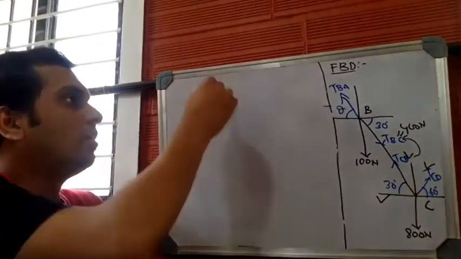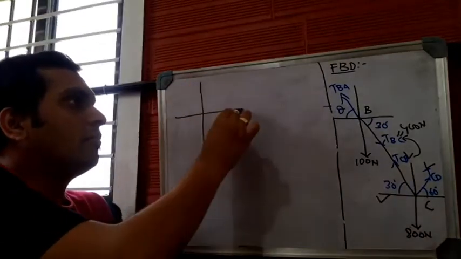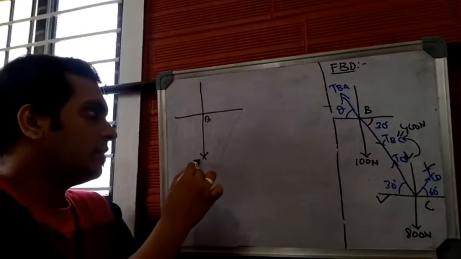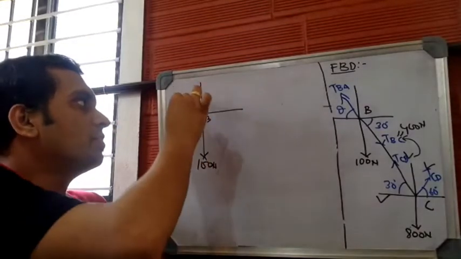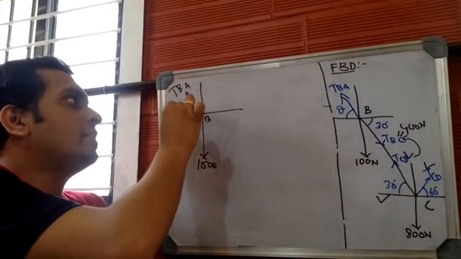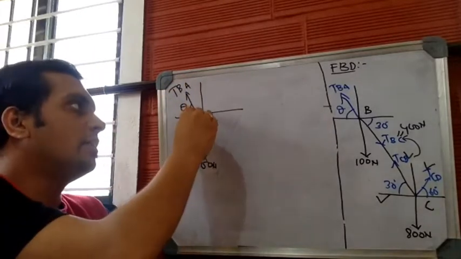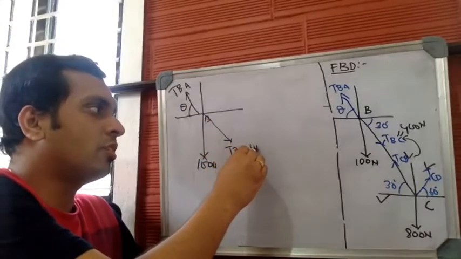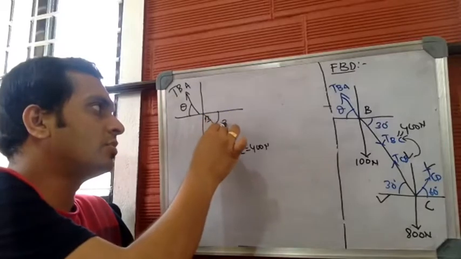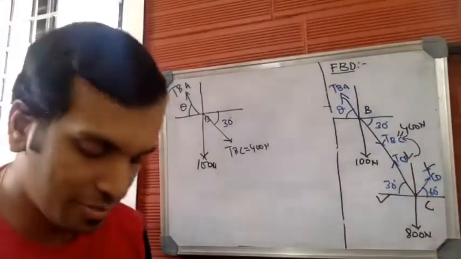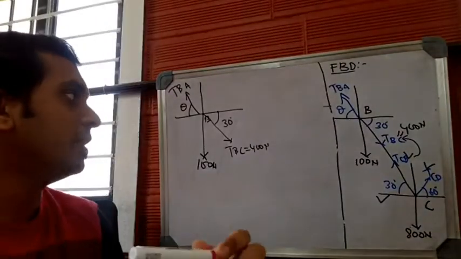So let us concentrate on the free body diagram of junction point B. The suspended load is 100 newtons. This is TBA, making an angle theta, the unknown angle. And this is TBC, which is equal to 400 newtons. So this is the free body diagram of junction point B.